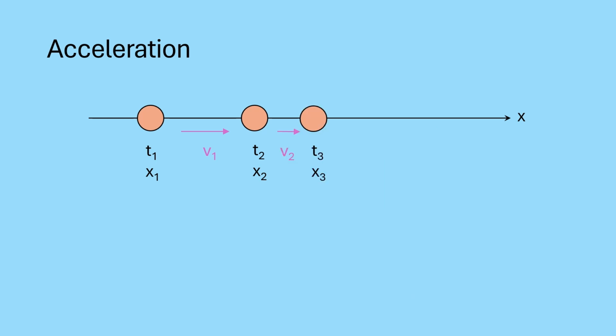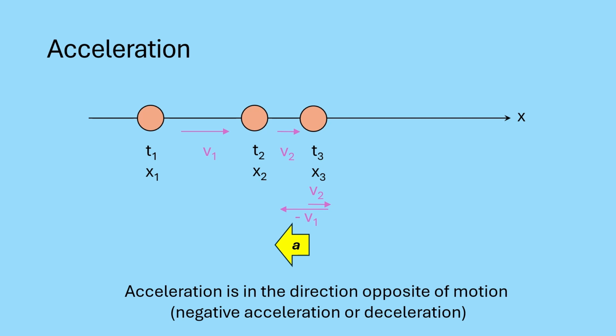However, if the third photograph reveals the object has covered less ground in the same time interval, even though the two velocity vectors are to the right, the difference in velocity is to the left. v2 minus v1 points in the direction opposite of motion. In this case, acceleration is to the left, even though the object is moving in the positive x direction, and the acceleration is negative. The object here is slowing down or decelerating.